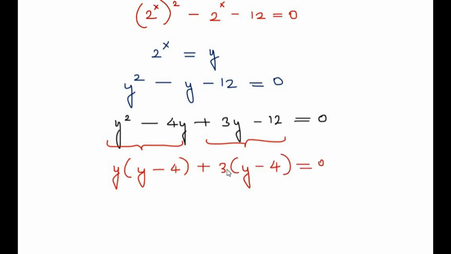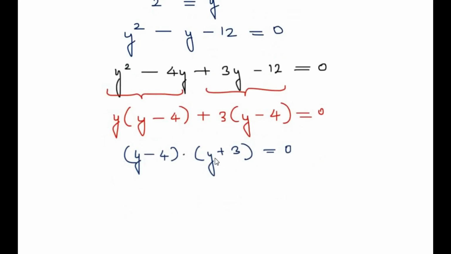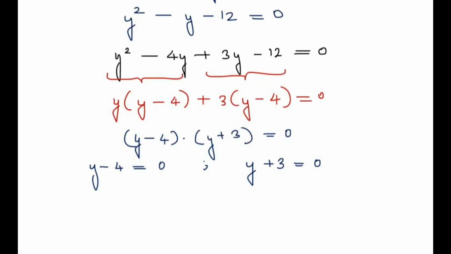Now here again y minus 4 is a common factor, so we are going to pull it out as a single factor, and it is going to multiply with another factor which is y plus 3, and this will be equal to 0. So here basically we get two factors, that is y minus 4 equal to 0 and y plus 3 equal to 0. So here y will be equal to 4 and the second value of y is going to be negative 3.